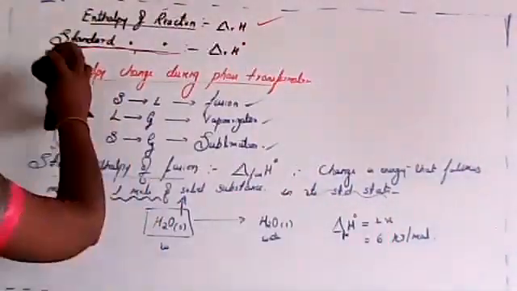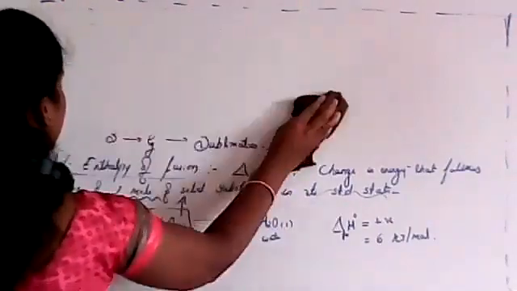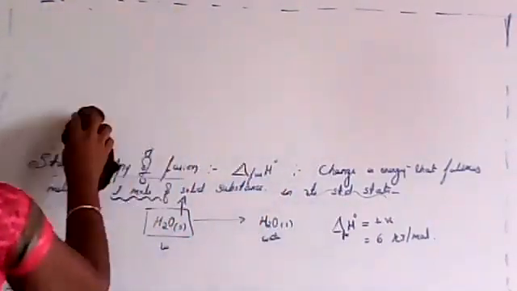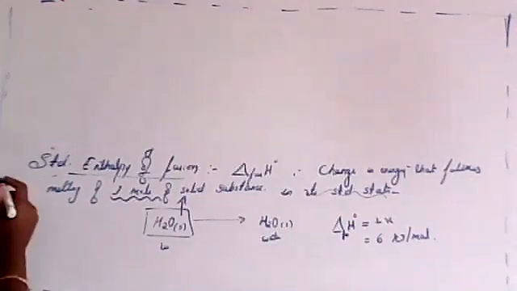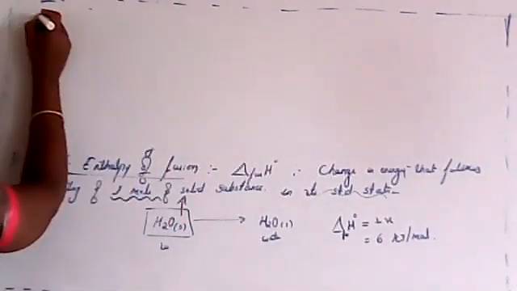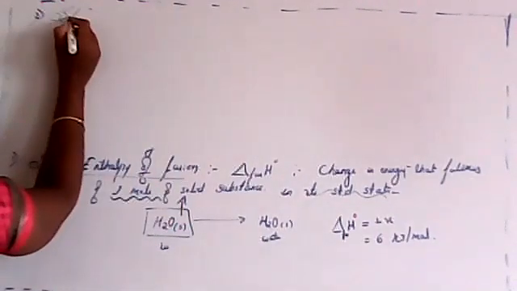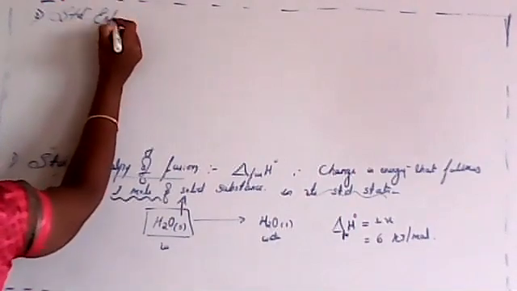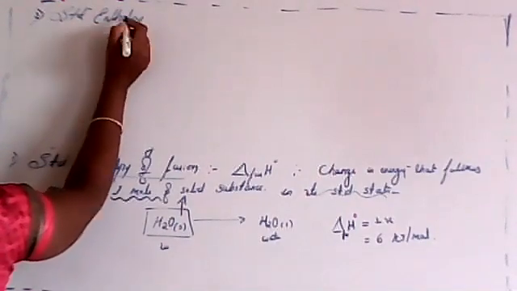Next, we will move to the second one. This one is the first phase transformation, that is nothing but enthalpy of fusion. And the second one is standard enthalpy of what?